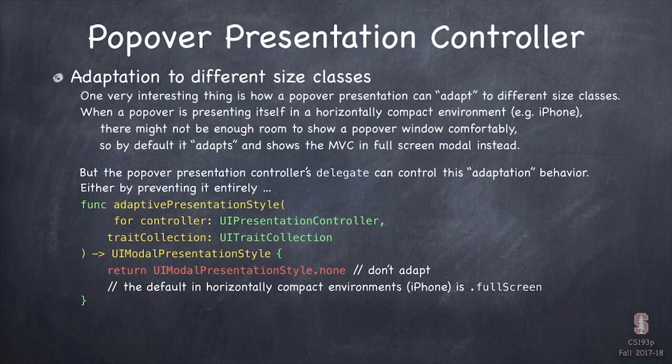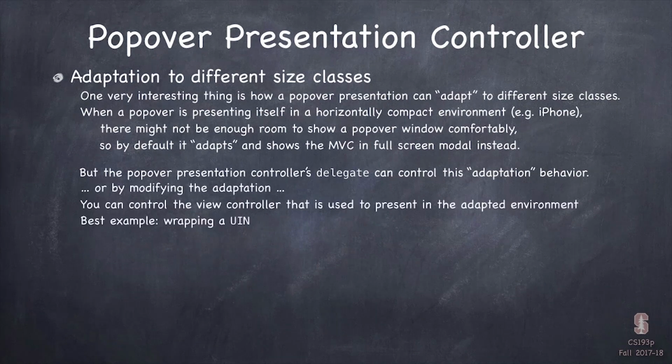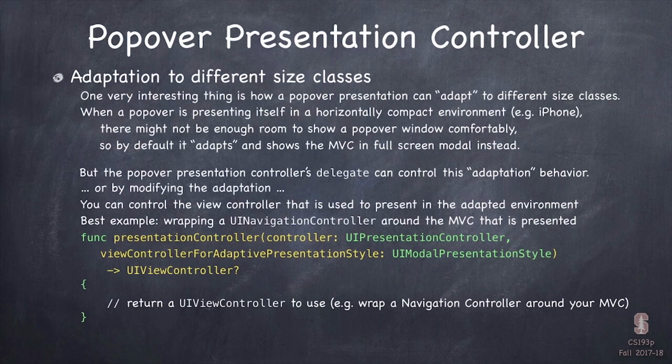That means put it as a popover on the iPhone. So this is how you can make it not adapt and thus use a popover on an iPhone, which you sometimes want if the popover is kind of small and will fit nicely. As an alternative to this, let's say the popover is big and it won't fit, then you can use this delegate method. And what this delegate method does is allow you to return a different MVC to show on iPhone.